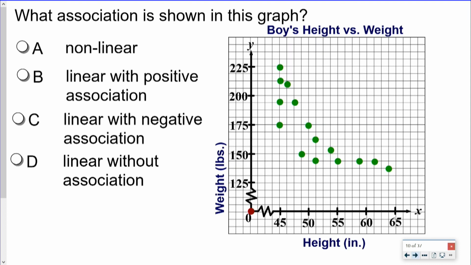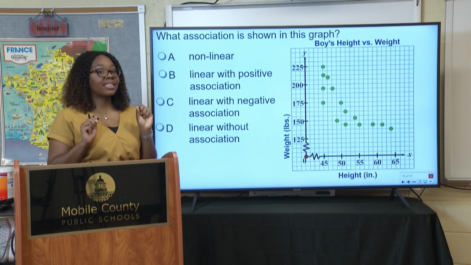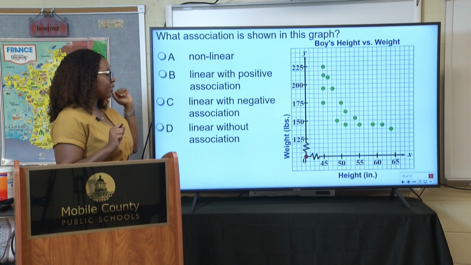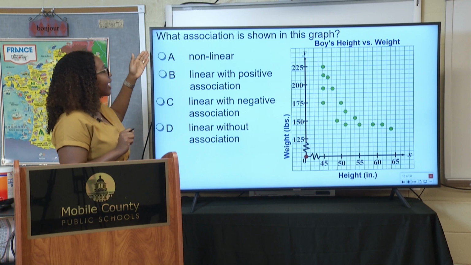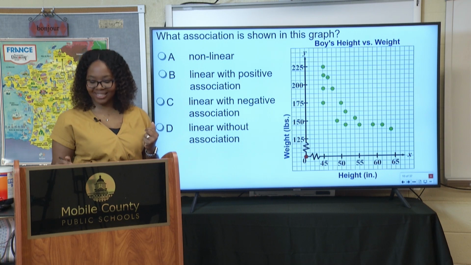What association is shown in this graph? This time we're looking at the relationship between the boy's height versus his weight. You can look at this graph and notice that there's a little curve that's taking place. It takes place between 50 inches and 65 inches. Since there's a curve, we know that it's not linear. And since it's not linear, it's not going to have a positive association, negative association, or no association. Therefore, our answer here is A. This is a nonlinear relationship on the scatter plot.